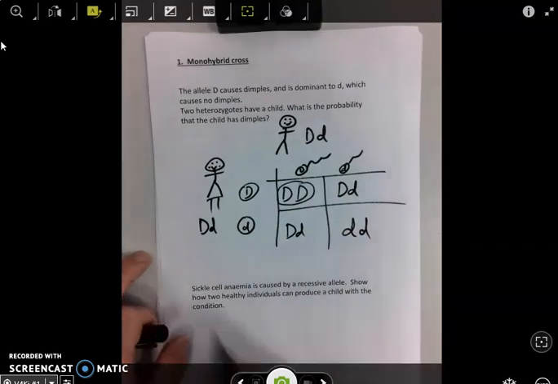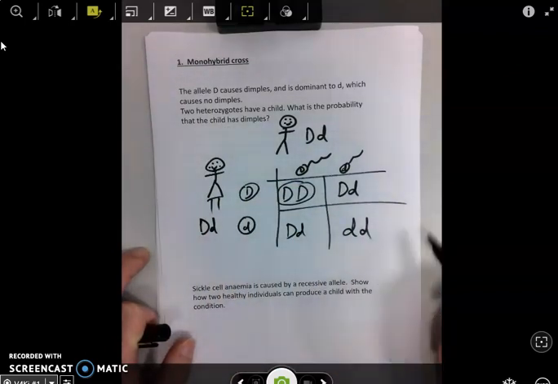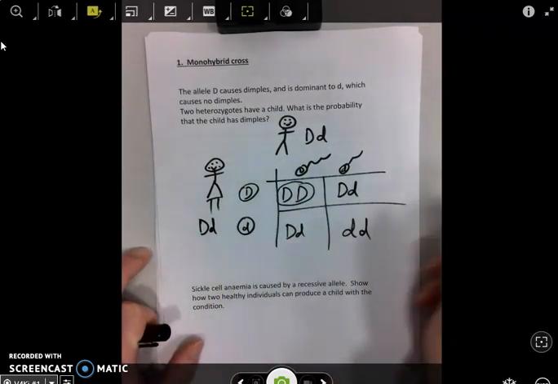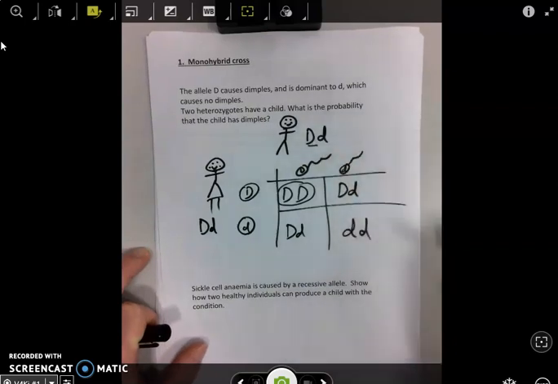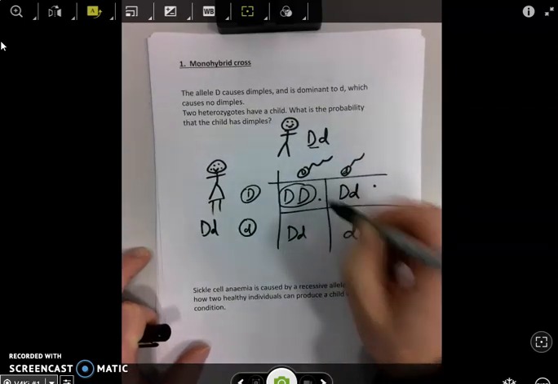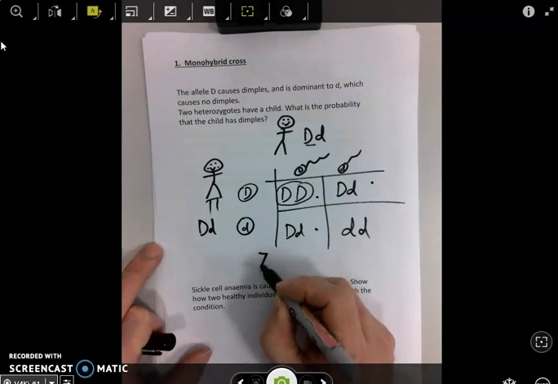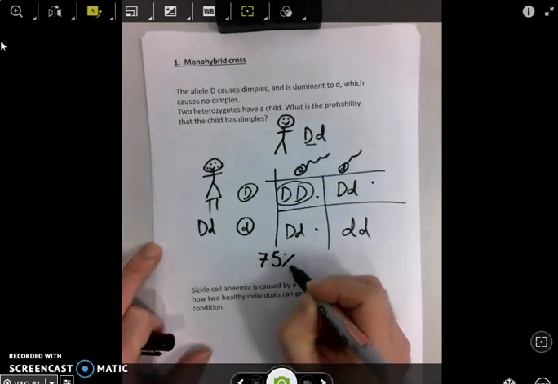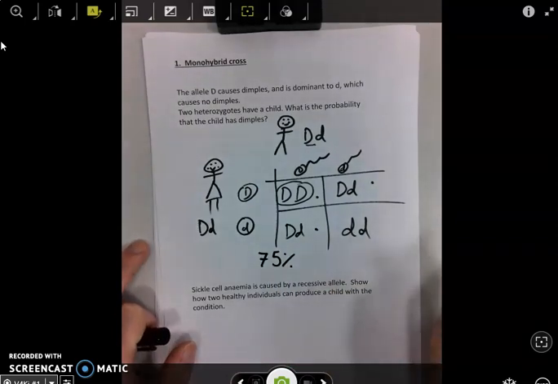Now it says, what is the probability that the child has dimples? You always have to answer the question. Think about which ones have got dimples. Dimples is caused by this dominant gene, so that one's got dimples, that one's got dimples, that one's got dimples. That is 75% probability. So always relate it back to those gametes. Okay, that's the first one.